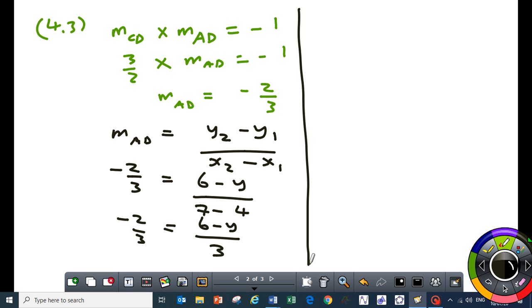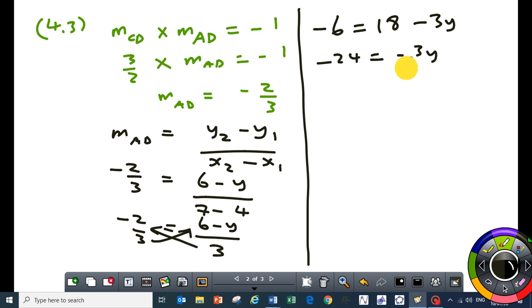So I'm going to carry on the other side. Here I'll cross multiply. If I cross multiply there, I'll get -6 on the left. And then on the right, 3 times 6 will give me 18, then 3 times minus y will give me -3y. So if I carry on there, I'll get -24 equal to -3y. Then you divide both sides by -3. So your y is going to be +8.